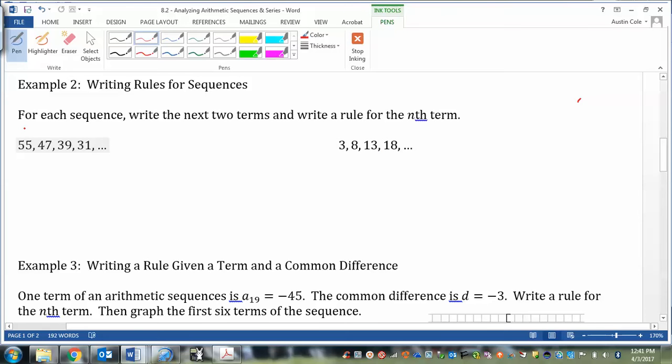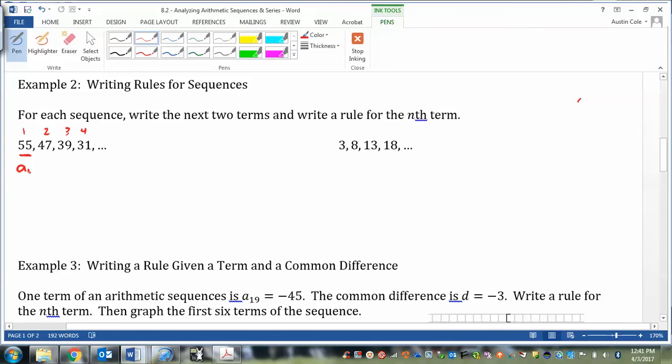Okay, so this is the first term in the sequence, second term, third term, fourth term. So this value right here, 55, is what we call a sub 1. It's the first term in the sequence. Now we want to write a rule for this. Now, could we use the way that I've always done it, or that I've taught you? Absolutely. But we're going to be using this formula to do other things, so the more comfortable we get using this formula, the better off we'll be.